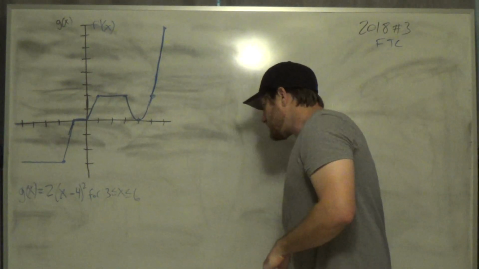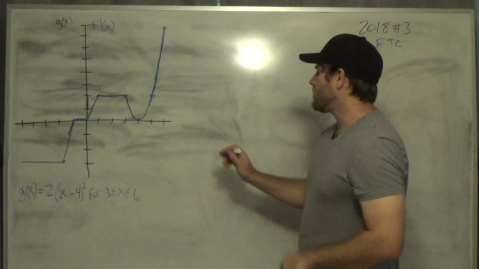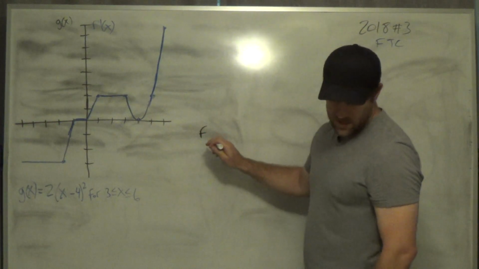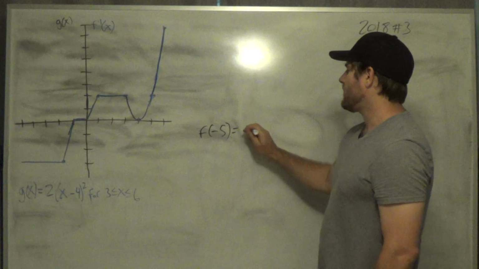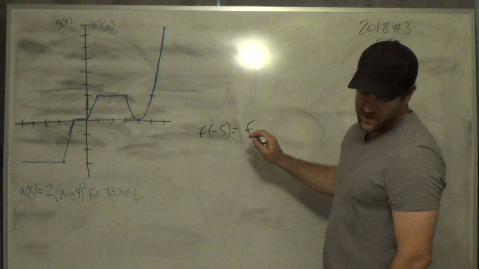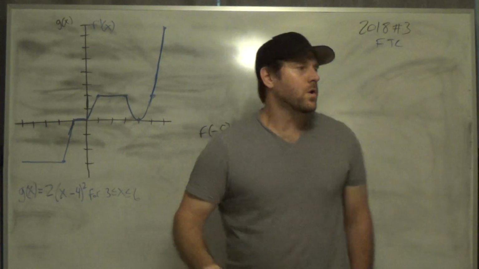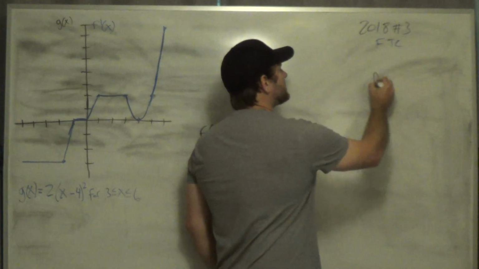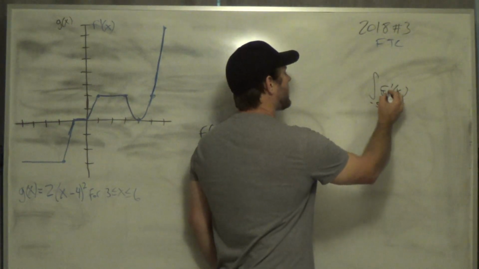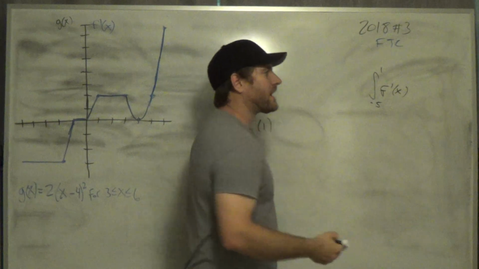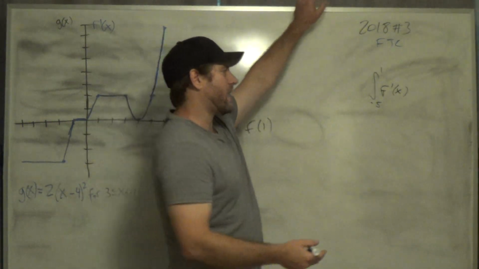Alright, so let's go ahead and start with part A. They want to know what is f of negative 5, and to help you out, they told you f of 1. They said f of 1 is 3. Now, quick reminder, what does the area underneath f prime of x give us from negative 5 to 1? Remember, the area underneath f prime of x gives the net change in its antiderivative, f of x.